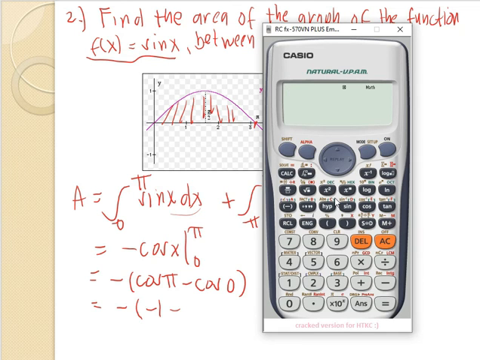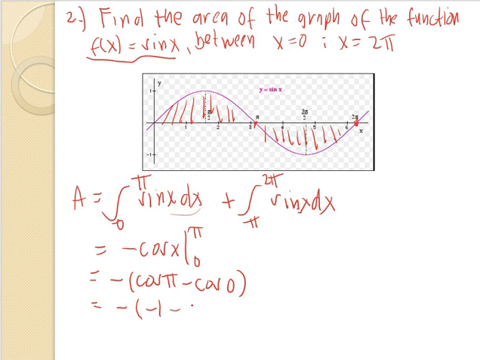And then minus cosine of 0. Cosine, and then 0, close parenthesis, is equals to, we have 1. Okay, so minus negative 1 minus 1 will give us negative 2. So negative times negative is positive. So our area for this one, no, is positive 2.